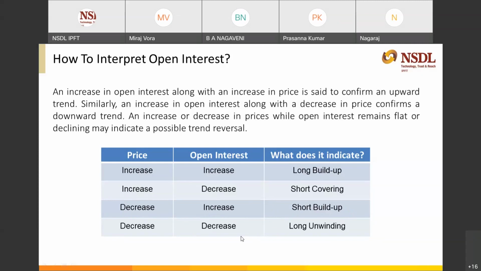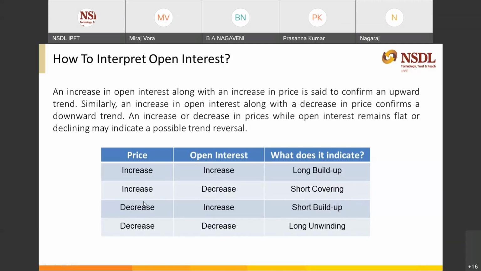When the inverse happens, that open interest decreases and prices keep on increasing, that means those who had already built their short positions are now covering them. So in the near term, the downtrend may come to an end. So that is one where you can say a trend may reverse.